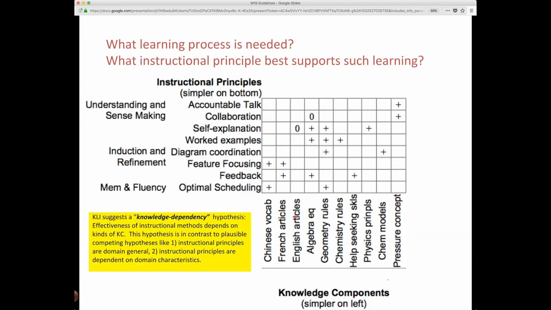So this is another key table in KLI, and this tries to illustrate some of the empirical evidence that led us to start thinking theoretically about this dependency I mentioned before: that the effectiveness of instructional methods, like these methods here, worked examples, prompting for self-explanation, whether they're effective or not depends on the kinds of KCs they're being applied to. And this hypothesis is different than thinking that the instructional principles are always going to work.